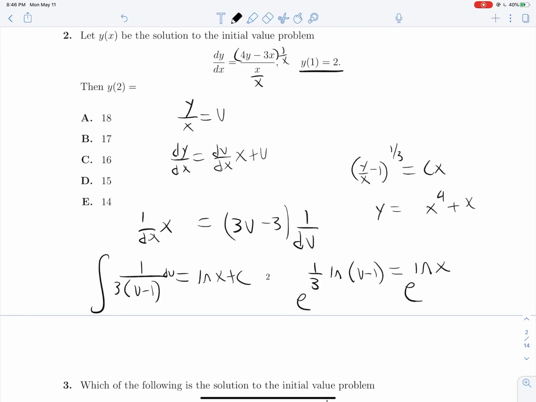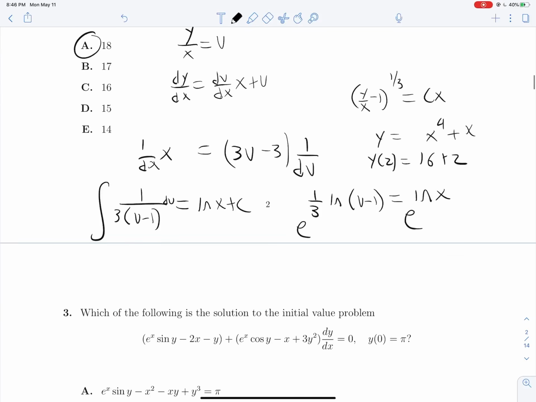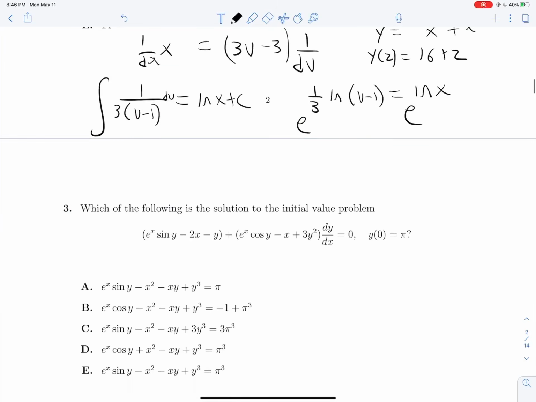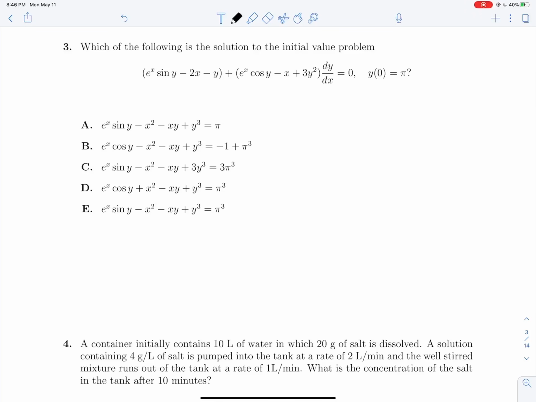y at 2 is going to be 2 to the 4th power, which is 16, plus 2, which gives us 18. So 2 is a. And I'm surprising myself. Yeah, that is correct according to the answer key. Okay, this is looking extremely exact.